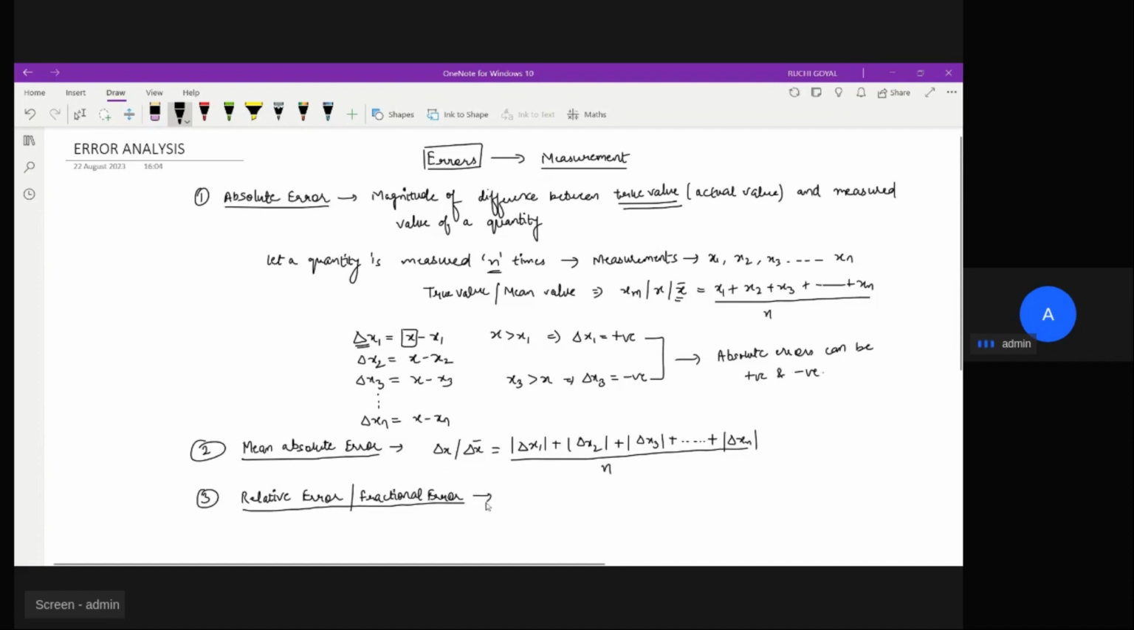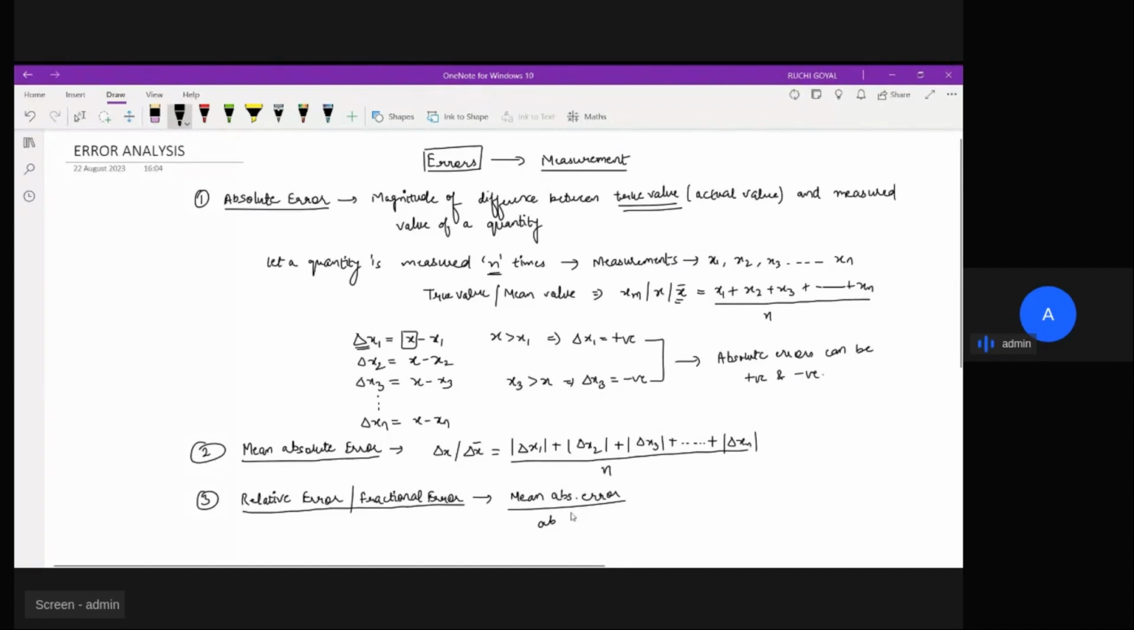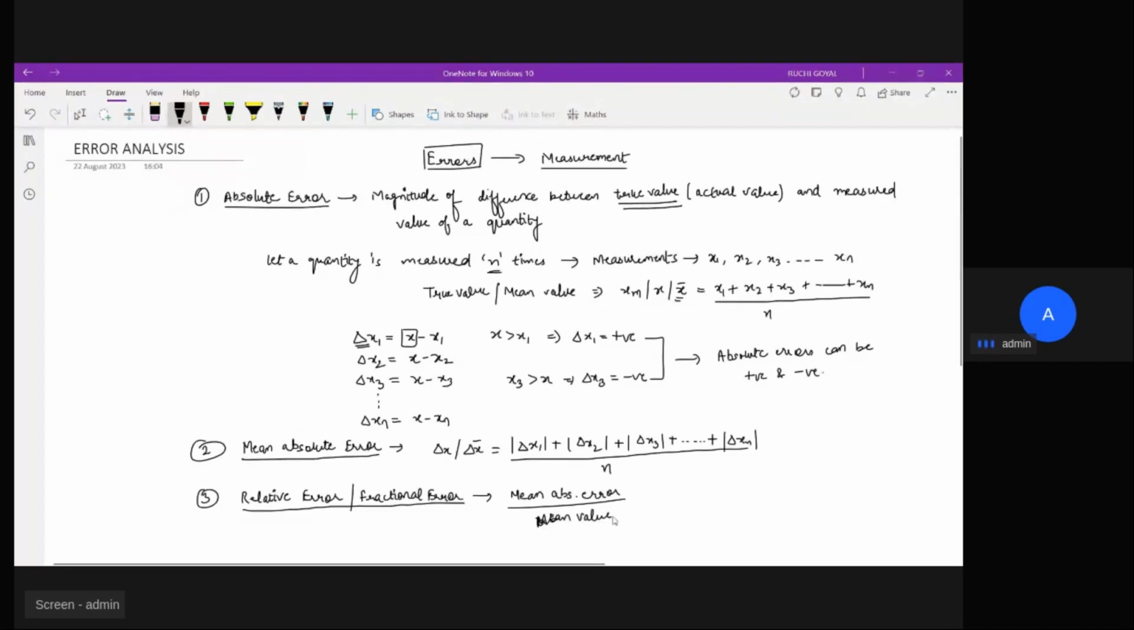Okay, so how will we calculate fractional error? As the name suggests, it is the fraction of the mean absolute error, delta x, divided by the mean value. So it will be delta x by x.